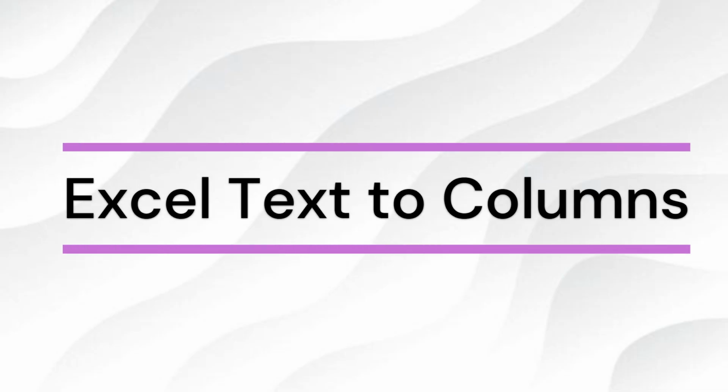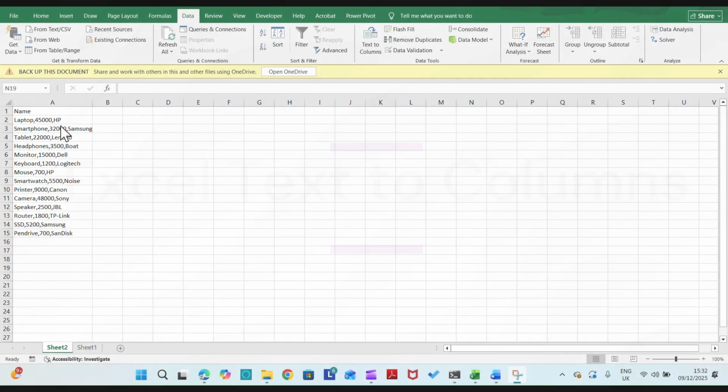In this data analytics Excel series, we are going to see how text is converted to columns. In this example, we have one column called name. Under this name column, we have three different values, and these three different values have to be converted into three different columns. This is in comma separated values.